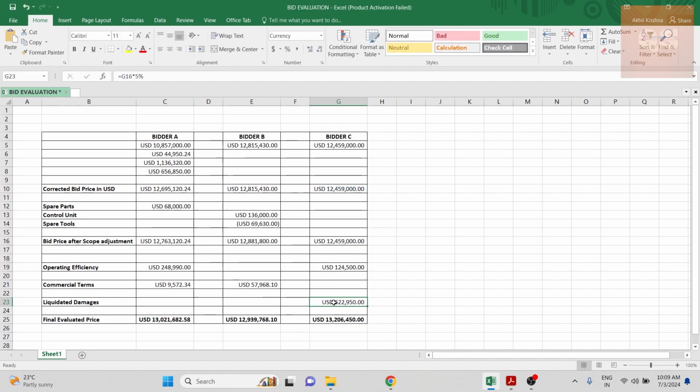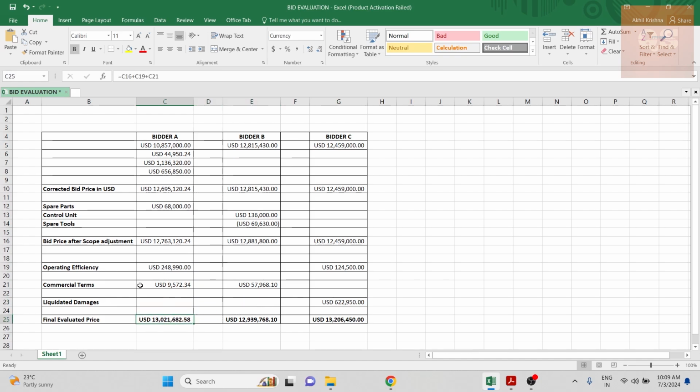So this extra amount is total price times 5%. This is actually an extra cost for the client or the consultant, because if a delay happens and they agree to bidder C's terms, that 5% is lost for the client. So that is why we need to add this also into our bid evaluation. Bidders A and B didn't have any problem with the liquidated damage clause, so nothing is added.